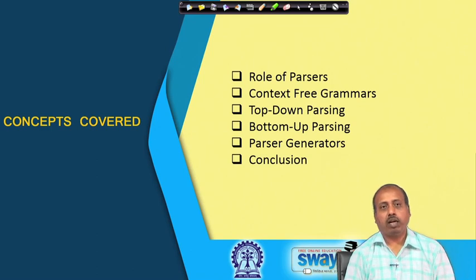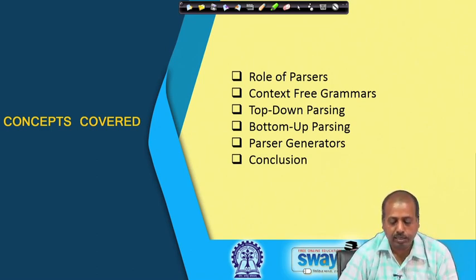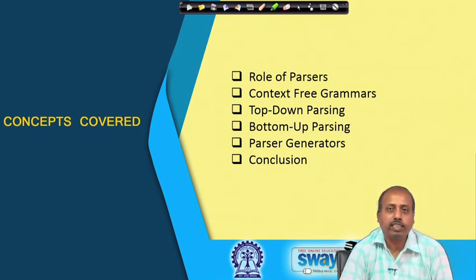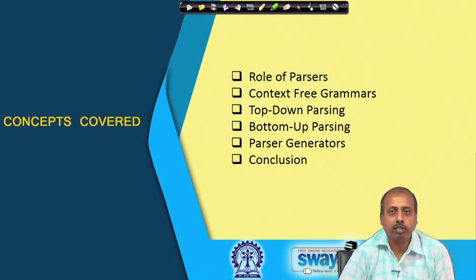Our discussion will flow in this way. First, we will discuss the role of parsers. Parser is the technical term for the syntax analyzer. It parses the input file into the grammar of the language. If it is successful, in the sense that the input file is grammatically correct, it follows a certain pattern by which this entire program can be derived, starting with the start symbol of the grammar. That is the role of the parser.